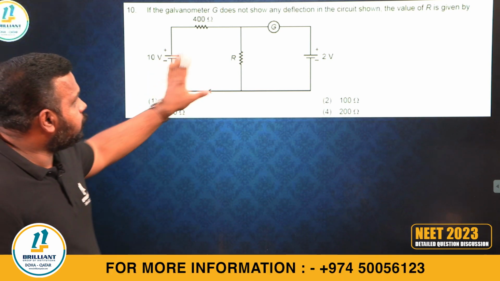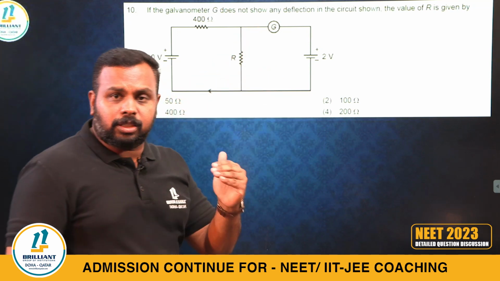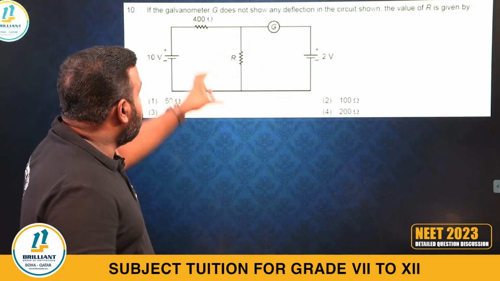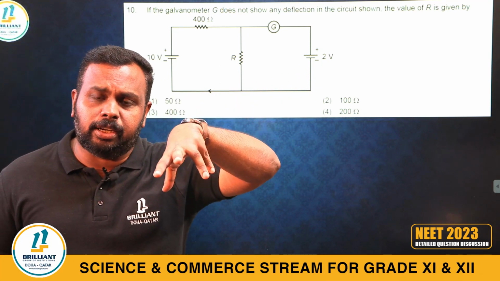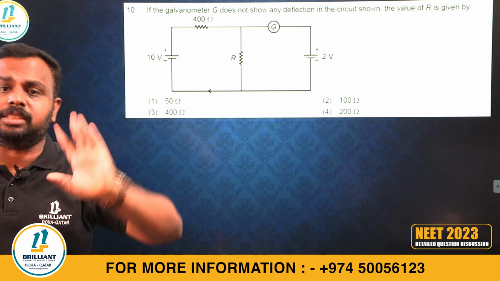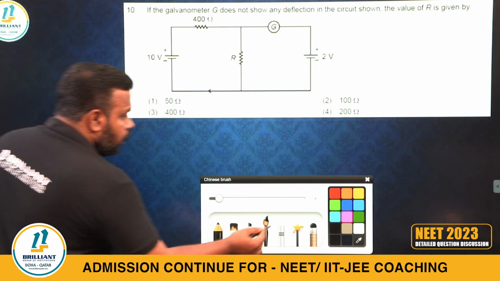You can see that this is an electric circuit, right? There is a galvanometer. You can assume it has some resistance, but it is given that it is not showing any kind of deflection. If it is not showing any deflection, which means the current flowing through it is 0, then what is the value of R? Do one thing. It is from which chapter?